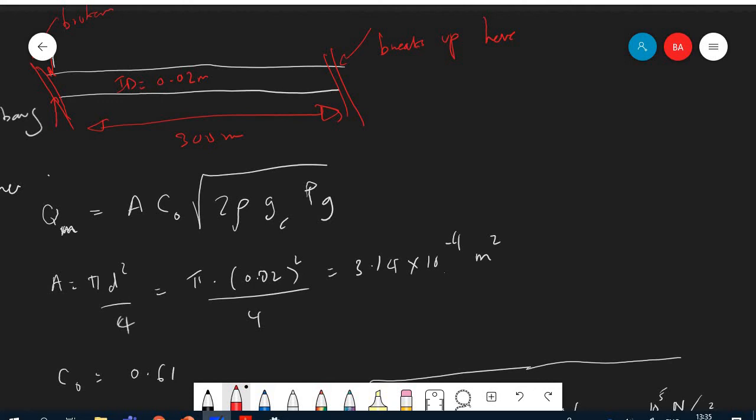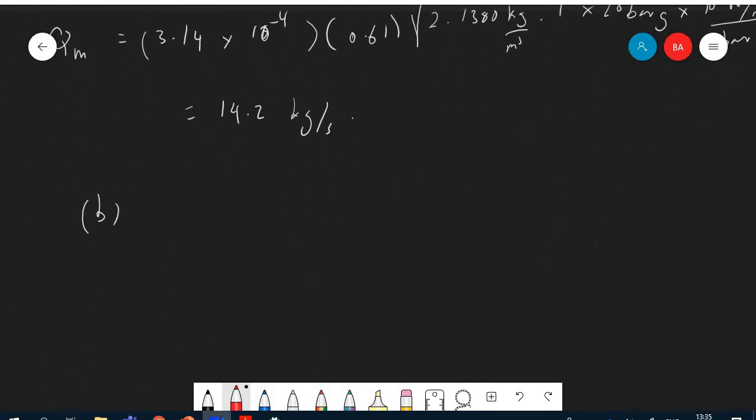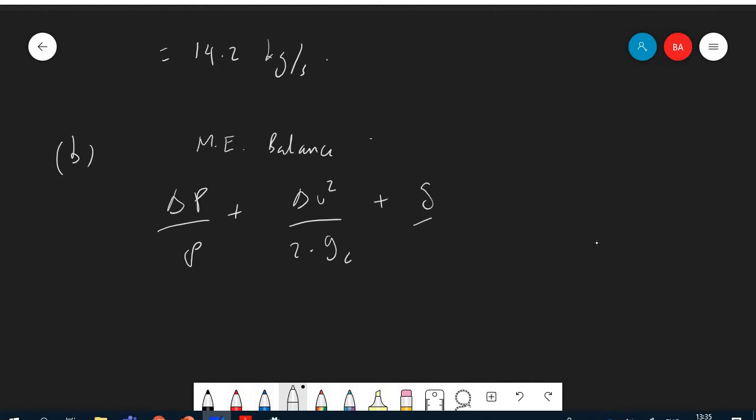There's a delta P, okay? There's a pressure, so the pressure here is different. The pressure at this point will be different. So to consider the difference in pressure, we need to do the mechanical energy balance. In our mechanical energy balance, we have delta P over rho, plus delta u square over 2gc, plus g over gc into delta z, plus f, is equal to W minus Ws over m.